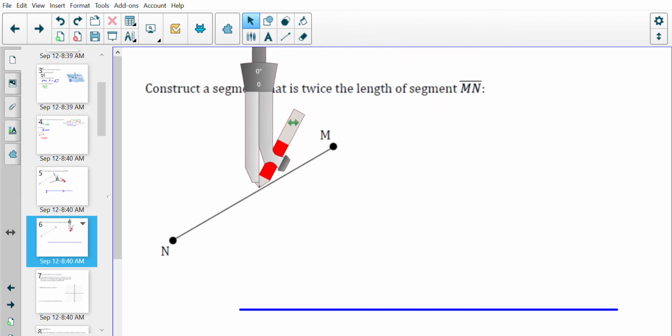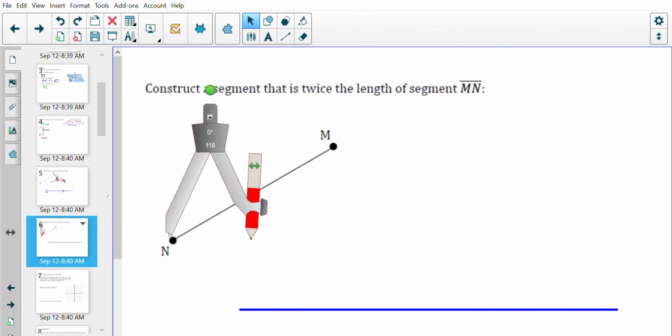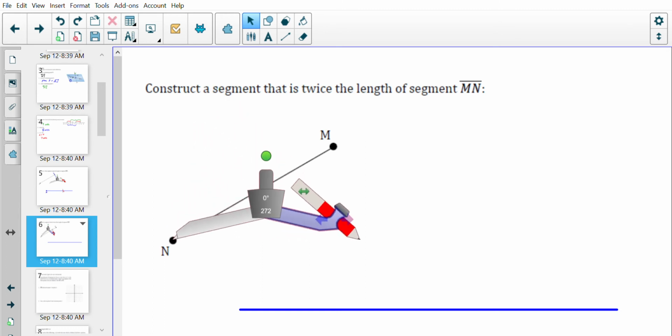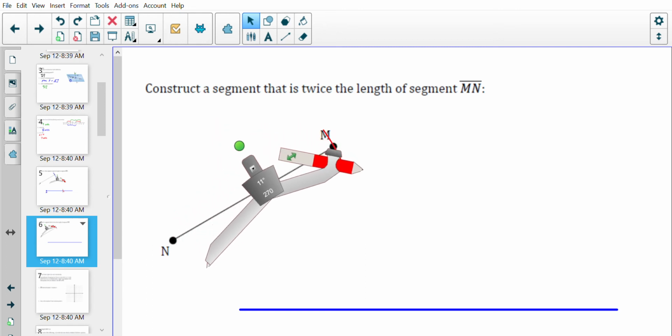Now I'm going to grab the compass, and again, I'm going to put one side on point N. So in this case, the non-pencil side will be on point N. And I'm going to open up the compass so that the pencil part can be on point M, and I just want to mark it. I'm going through point M, so I'm good. I'm just going to drag the compass down.